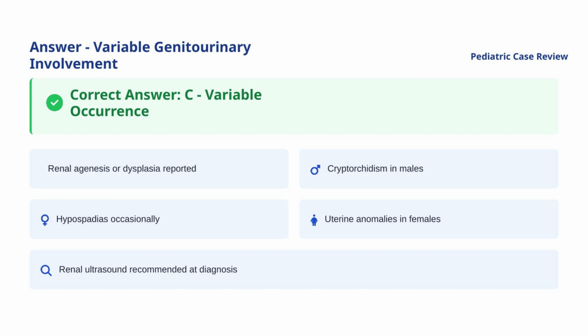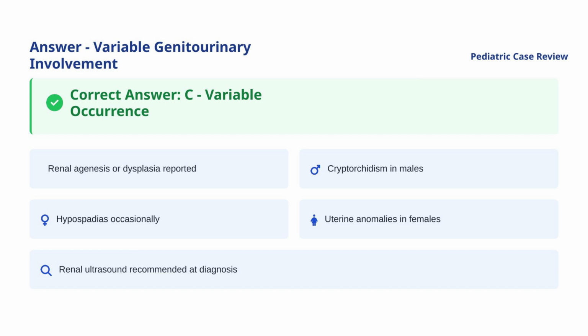The correct answer is C. Genitourinary abnormalities occur variably in Seckel syndrome. Renal anomalies include unilateral agenesis, dysplasia, or hydronephrosis. Males may have cryptorchidism or hypospadias. Females can have uterine or ovarian abnormalities.